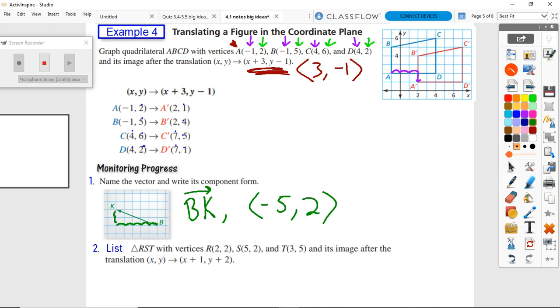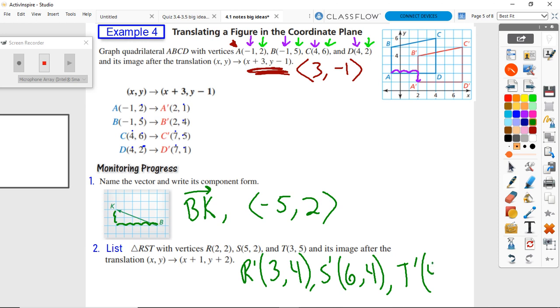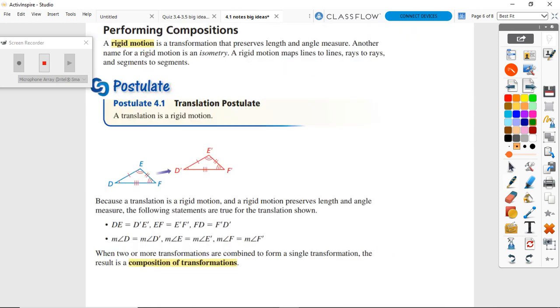Number 2. List the vertices of RST and its image after the translation. So R prime is going to be, let's see, add 1 to the X, add 2 to the Y. S prime, add 1 to the X, add 2 to the Y. And then T prime, add 1 to the X, add 2 to the Y. So there you go. That's it. All right. Next, we got some more vocab.